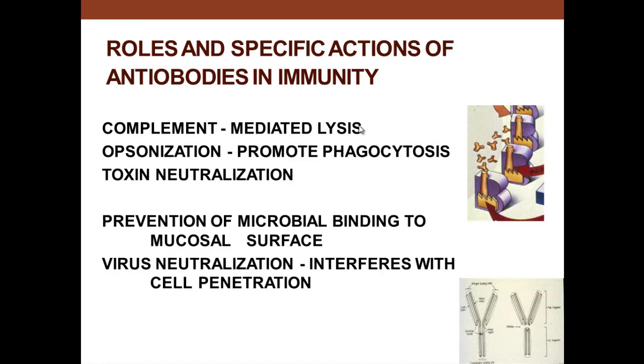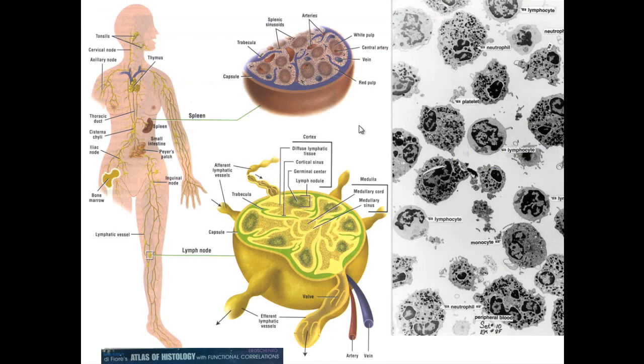Viral neutralization interferes with cell penetration. It binds to the virus, and since it's attached to a protein, the virus can't go into the cell. As long as the virus is being held by an antibody, it can't go inside. Also, antibodies are involved in degranulation of mast cells, another immune cell that's involved, and the antibodies on the surface of them react to antigens, called degranulation.